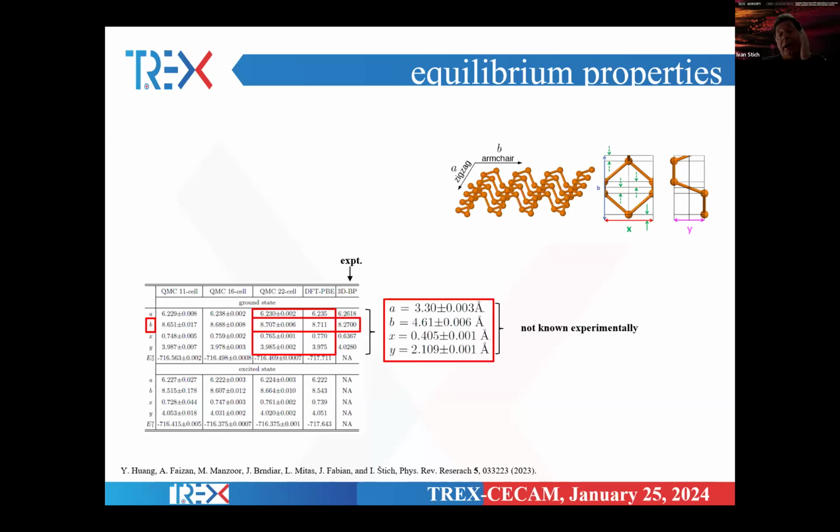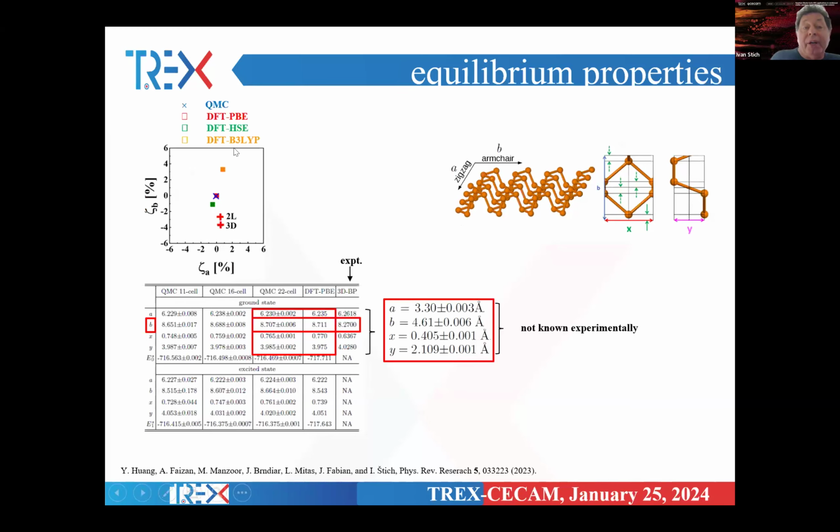These are the parameters we calculate, and I would like to remind you they cannot be determined experimentally, because typically I have the substrate there which will modify these results, in this case quite substantially. However, the results agree only for PBE, which is accidental. If I use different functionals, such as for example Becke-Lee-Yang-Parr, I would be 4% off with respect to the QMC.